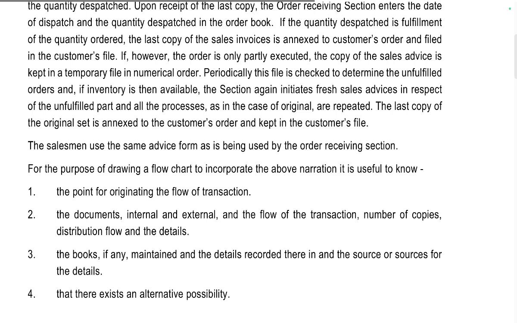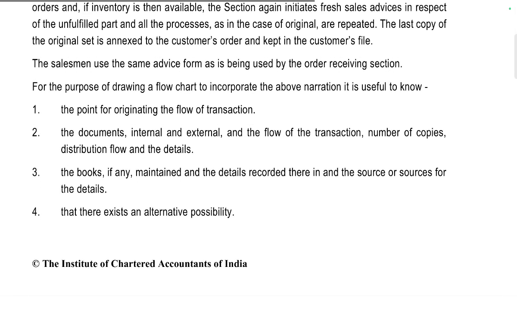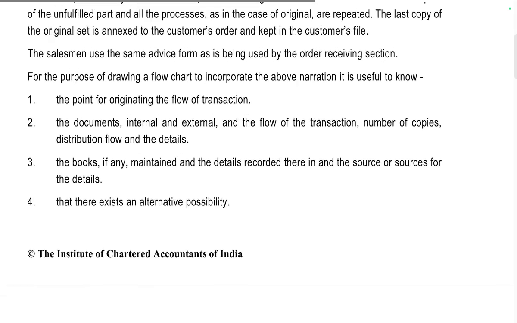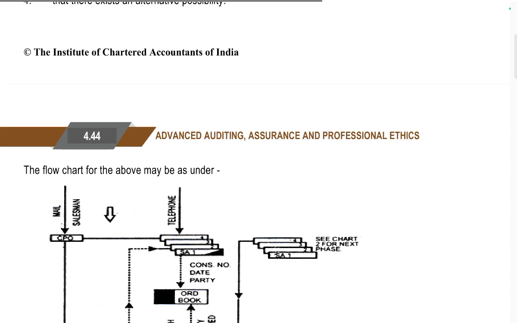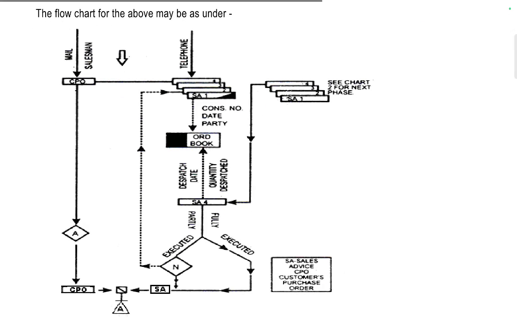The purpose of drawing a flow chart is to incorporate the following narrations or points: the origin of a flow, transaction documents that initiate the internal and external flows of transactions, the number of copies, distribution flows and details, and books maintained with details corresponding to the source documentation, as an alternative possibility. The flow charts of the above may be the same. CPO, EA, CPO, SE, share books, order quantity, destroyed, executed.